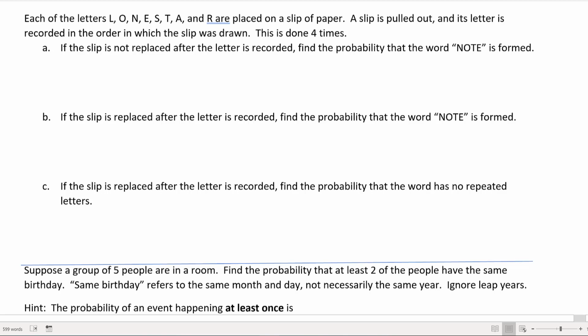formed. Well, the first thing I need to decide is this, does order matter or not? Well, yeah, because N-O-T-E, we want it in that order. Order matters. Therefore, we are going to be using a permutation. Because the slip is not replaced, we know that that is a valid permutation, because in permutations we can have the items taken only once. And so because it's not replaced, it can't be drawn again. So this truly is a permutation.